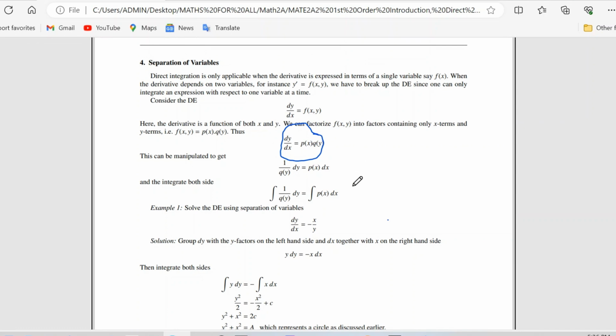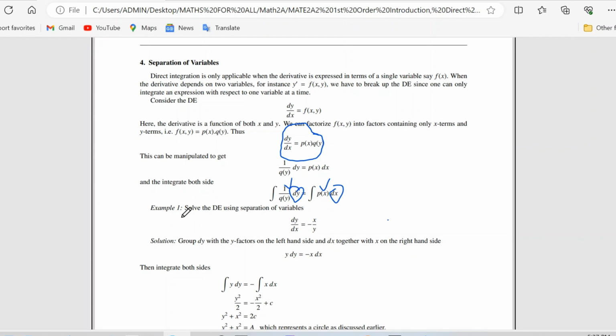Now, for us to be able to integrate, we need to make sure that p of x is with dx because they are both respecting x. And then we must make sure that dy is with q of y because they are both respecting y. That one was very conspicuous. Now, this is what happened. As you can see, now they are applying direct integration since they have already separated them into dx and dy. Dy is with q of y, and dx is with p of x.